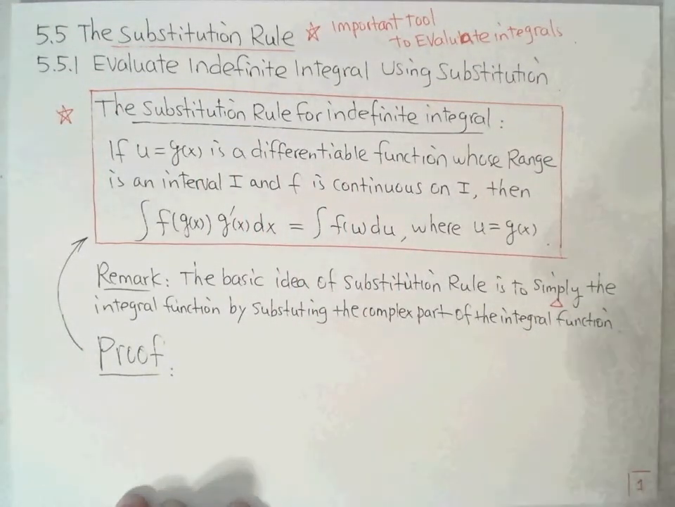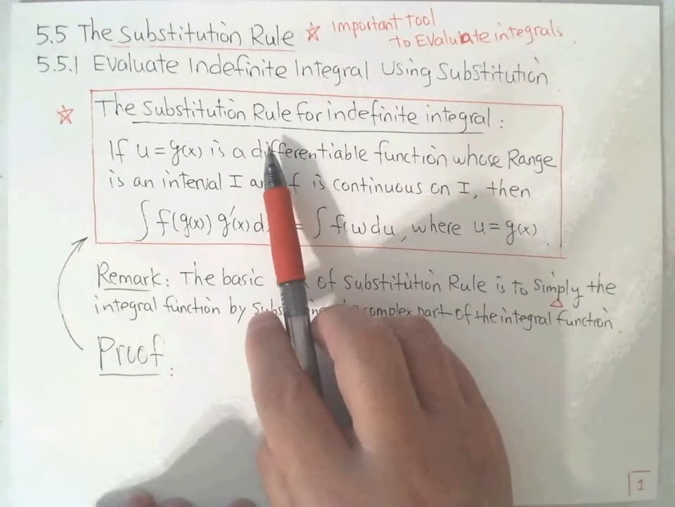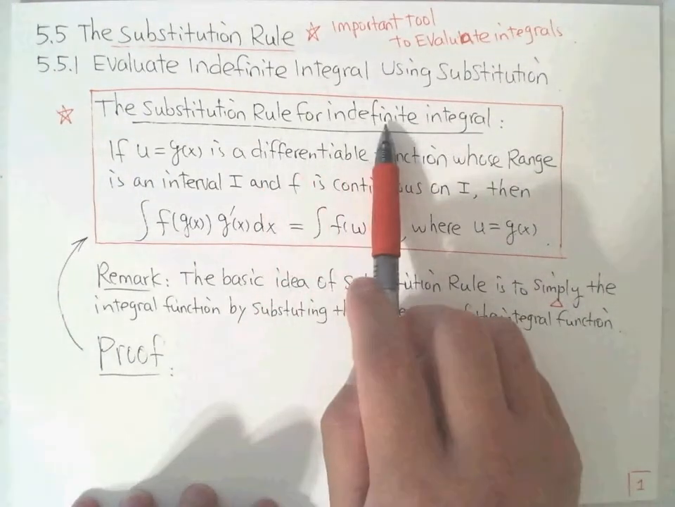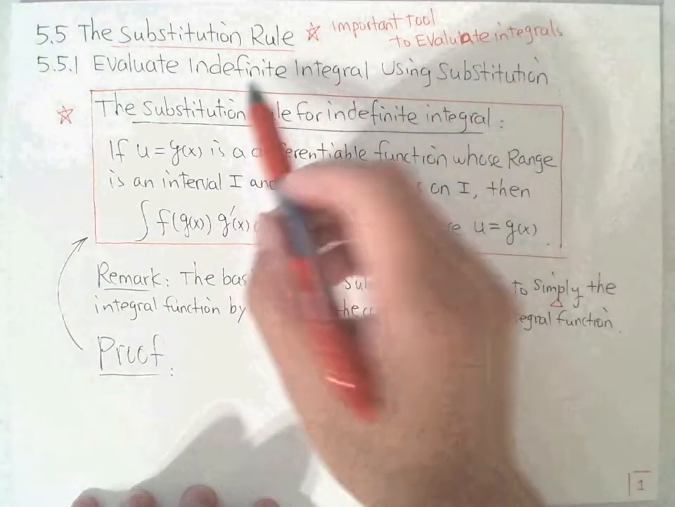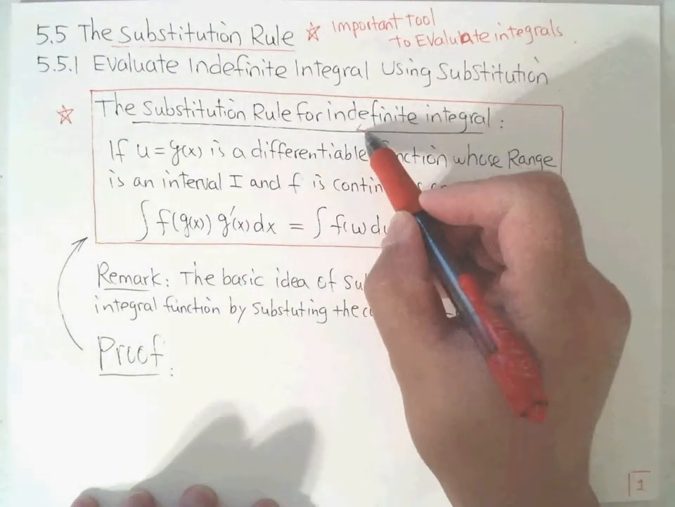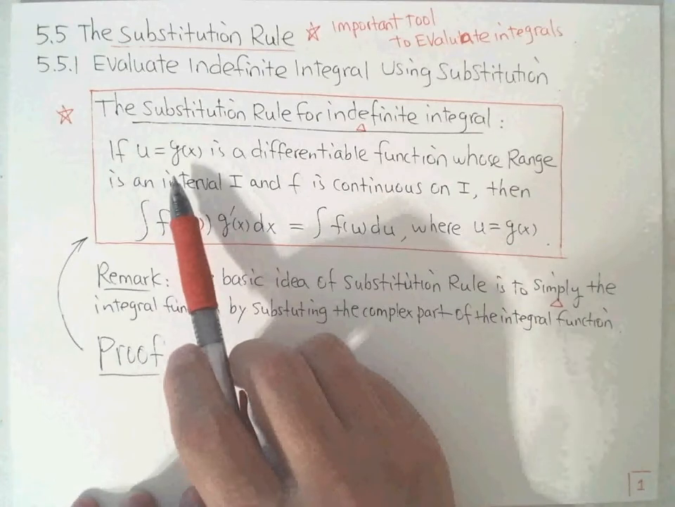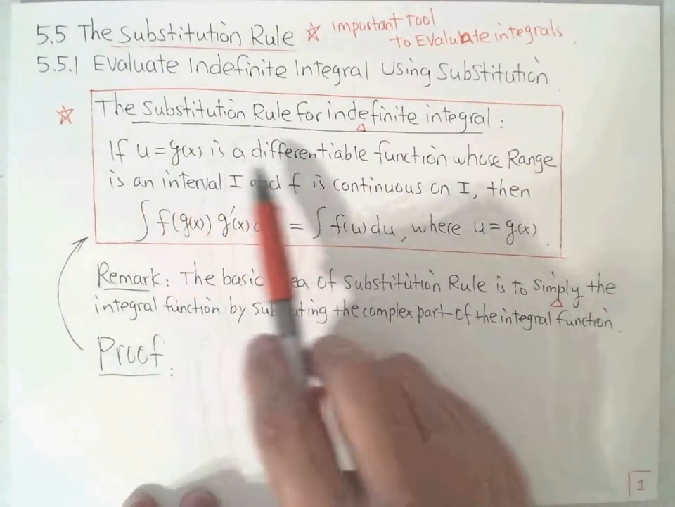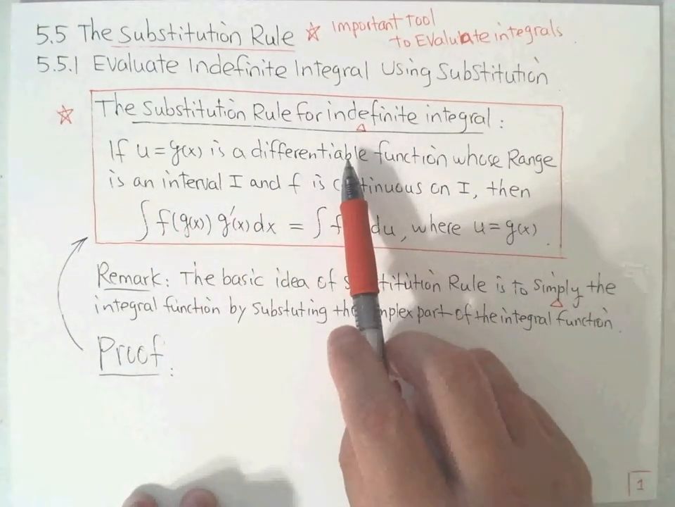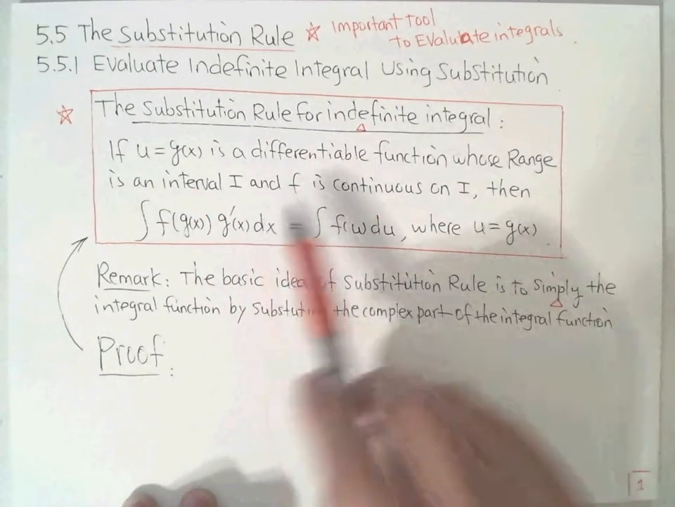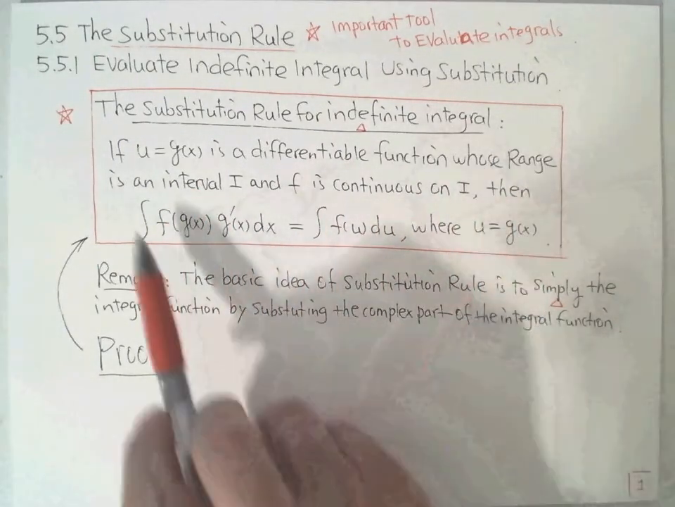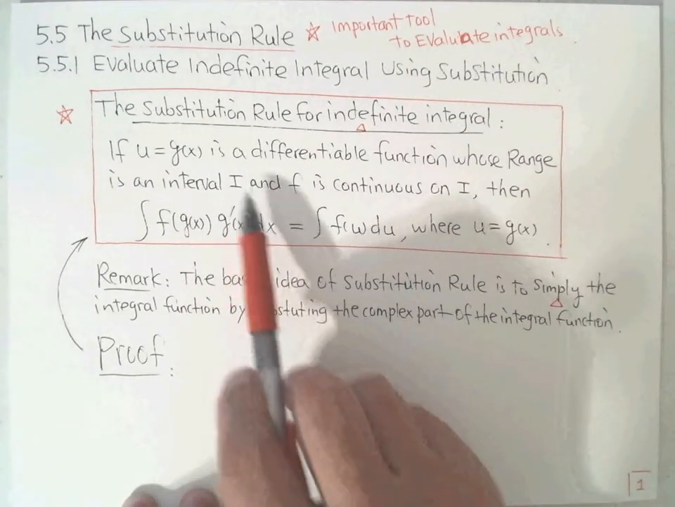Here is the substitution rule. It's for indefinite integrals. If u equals g(x) is a differentiable function, number one, remember, it means we can find the derivative, and whose range is an interval I. Most important, f is continuous on the interval I.